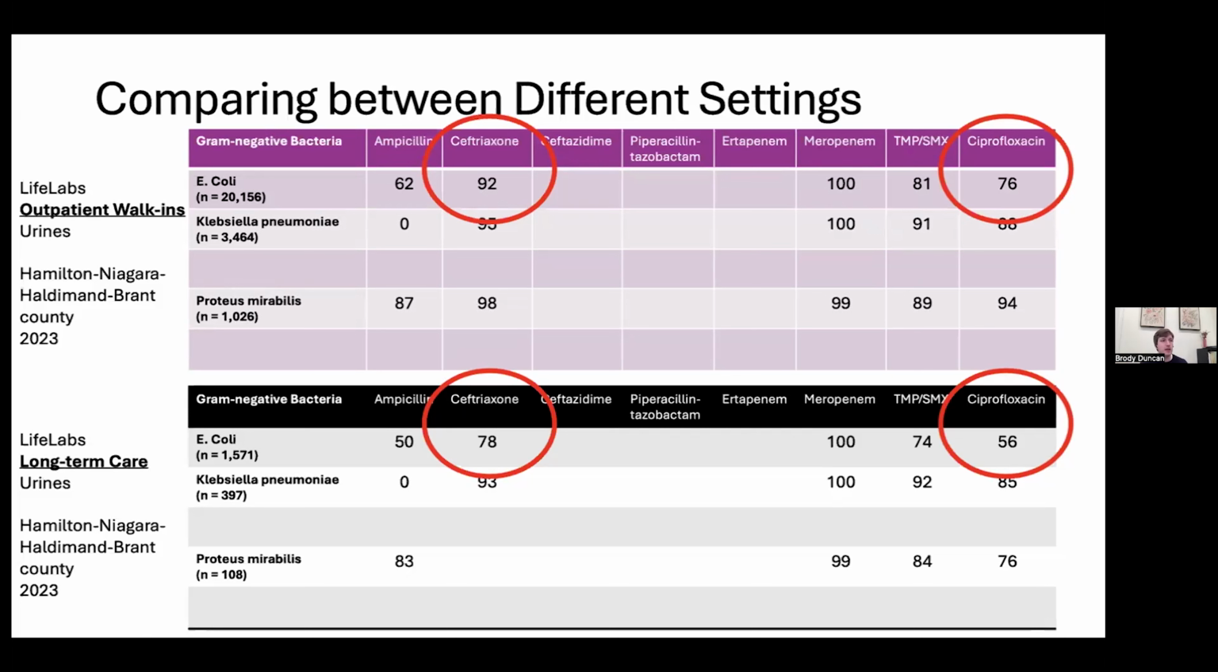If you are a family doctor treating an otherwise healthy person who's just coming in with a bit of burning when they pee, you can't necessarily look at our hospital antibiogram to guide your decisions. And similarly, if you work in a nursing home, you don't want to be looking at data from otherwise healthy outpatient walk-ins when you're deciding antibiotics. So this is one of those baseline things where it can be very easy to miss the nuance.